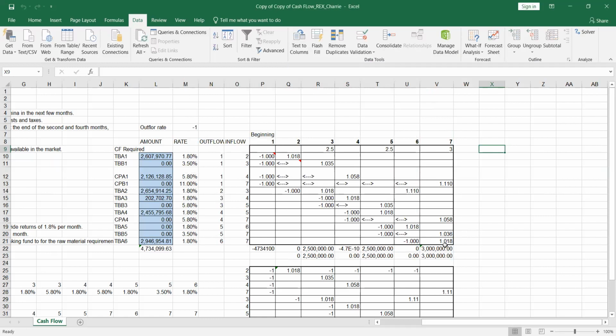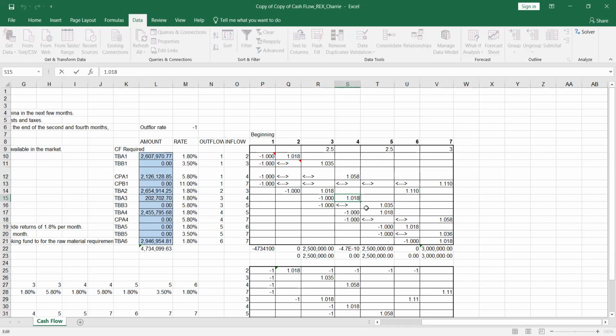Okay, so something's wrong here. Kasi yung investment mo sa TBA3, 202,000 lang. Wait, tingnan natin mga factors mo. 1.08, 1.045. TBA2. TBB. Okay, yung TBB3 mo, mali yung factor mo. Dapat palitan mo yung TBB3.